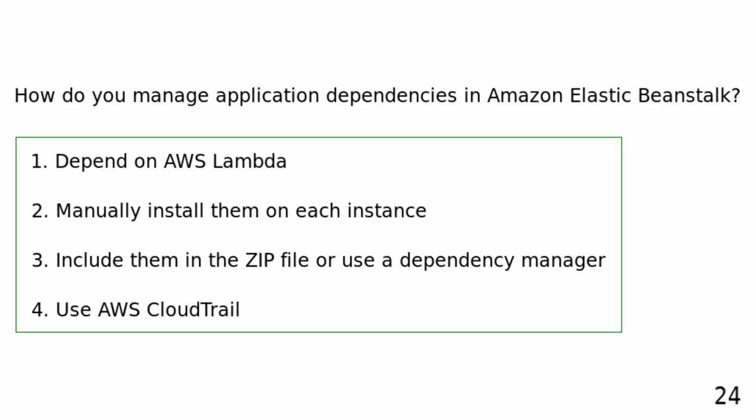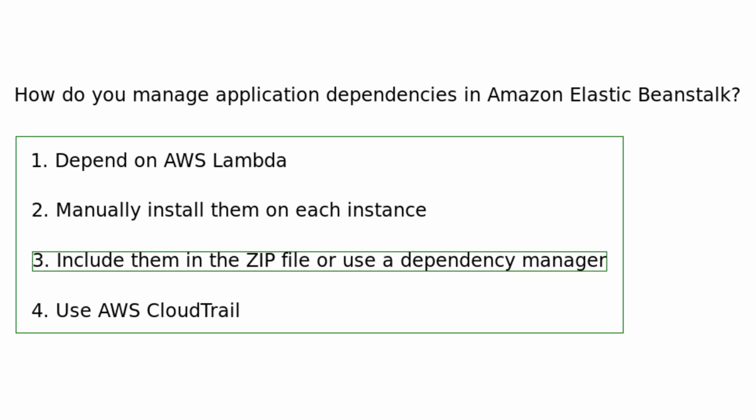How do you manage application dependencies in Amazon Elastic Beanstalk? Depend on AWS Lambda. Manually install them on each instance. Include them in the zip file or use a dependency manager. Use AWS CloudTrail. Dependencies can be managed by including them in the application package or using a dependency manager like pip for Python.